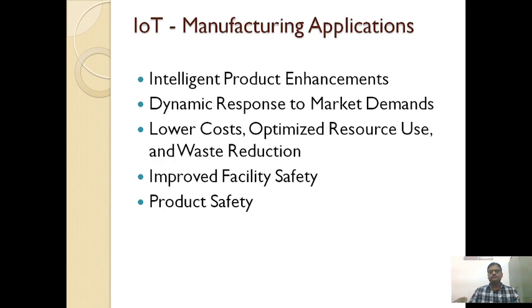Okay, next one is lower cost, optimized resource use and waste reduction. IoT offers a replacement for traditional labor and tools in a production facility and in the overall chain, which cuts many previously unavoidable costs. For example, maintenance checks or tests that required human labor can be performed remotely with instruments and sensors of an IoT system.